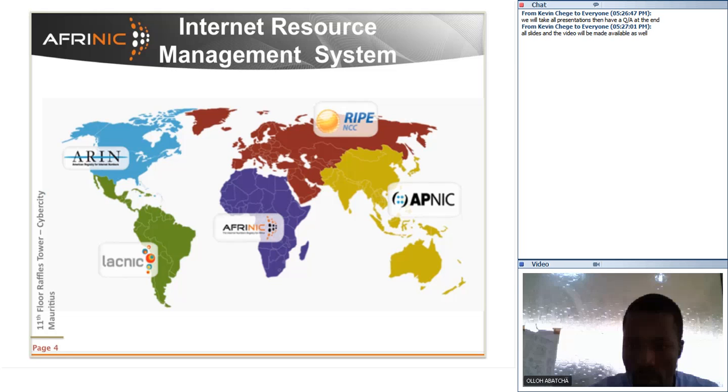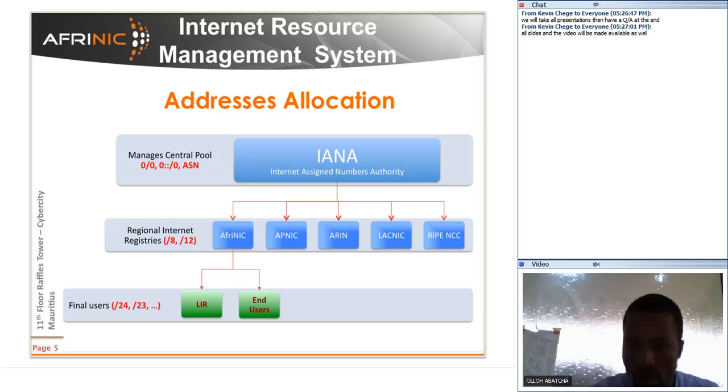So each one of these RIRs manages the internet number resources pool, whether it's IPv4 or IPv6 or autonomous system numbers, for that particular region. And LIRs, ISPs, and end sites can only request from that RIR, from that region. You cannot, from Africa, for example, request space from another RIR.